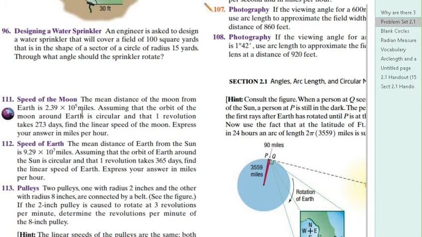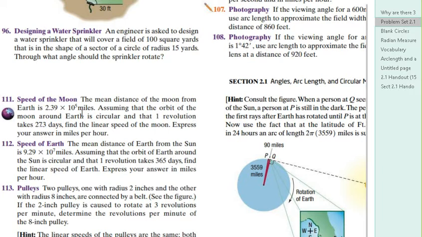So 111, right there. It says the mean distance of the moon from the Earth is 2.39 times 10 to the 5th miles, about 239,000 miles if you want to put your feet on the moon. Assuming that the orbit of the moon around the Earth is circular, it's not, it's an ellipse, we'll ignore that, and that one revolution takes 27.3 days. Find the linear speed of the moon. Express your answer in miles per hour.